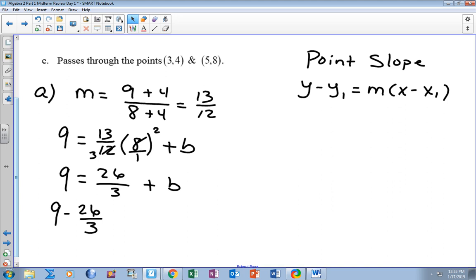Right, so we have to keep moving forward. You can put in your calculator 9 minus 26 thirds. If you were to do 13 twelfths in the calculators that we have times 8, it should give you 26 thirds, because your calculator simplifies this stuff for you. So we'll move forward.